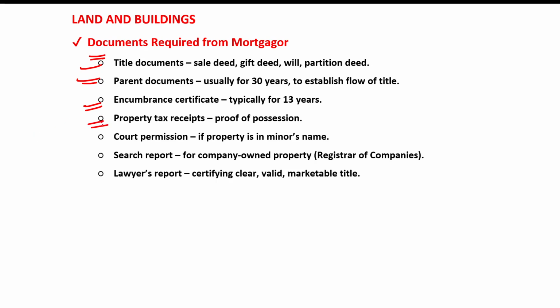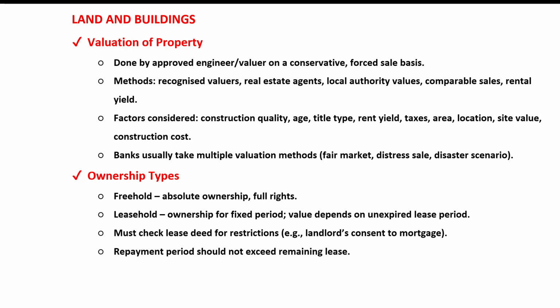Property tax receipts are proof that the borrower is in possession of the property. Court permission is required if the property is in a minor's name. Court approval is needed in that particular case. A search report for company-owned property: the bank checks the Registrar of Companies record for charges. And then there is a lawyer's report. The lawyer's legal opinion: the legal expert certifies that the borrower has clear marketable title.